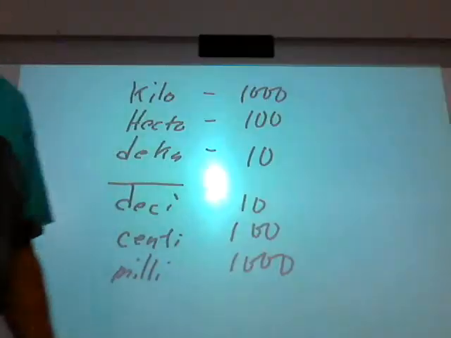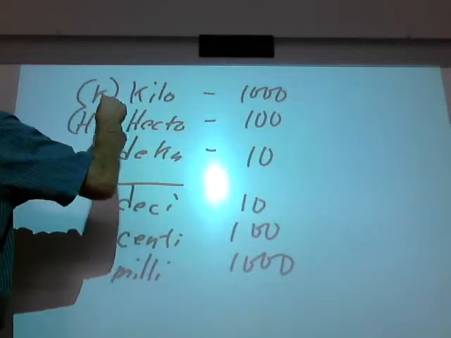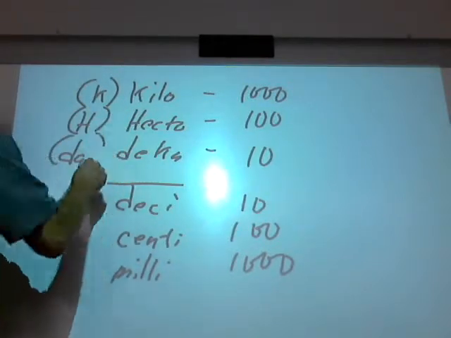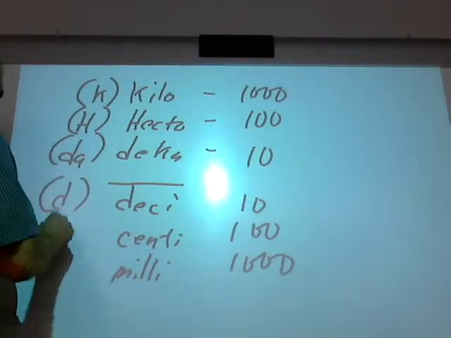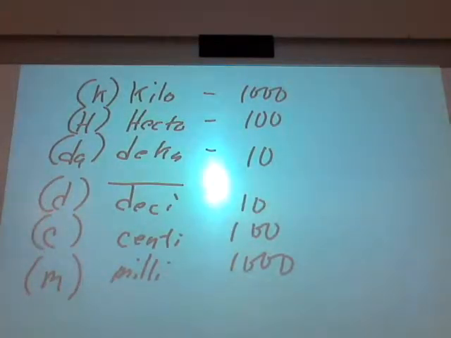The abbreviation for each of those, you can write to the side over here. K for kilo, H for hecto, DA for deca, D for deci, C for centi, and M for milli. Those are the abbreviations. Those are the only 6.